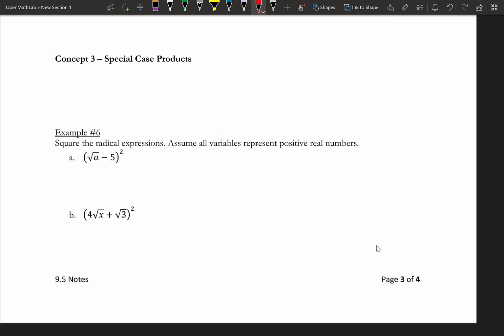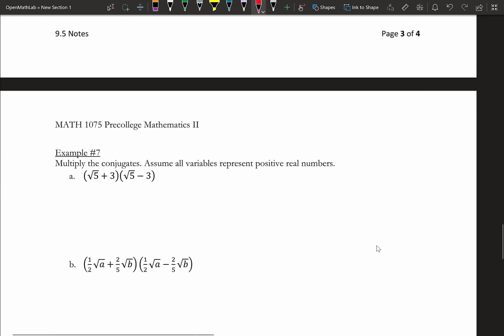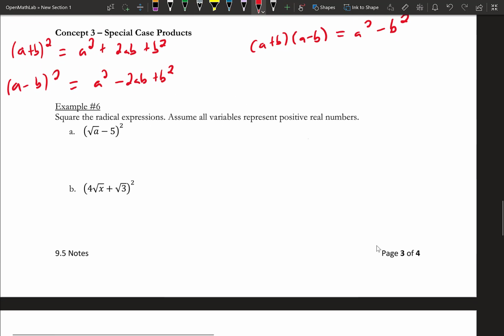So then concept 3, we want to look at some special case products, right? So this is just a reminder of some special case products when we looked at multiplying polynomials, right? So if I have a plus b quantity squared, that's just a squared plus 2ab plus b squared. If I have a minus b quantity squared, that's equal to a squared minus 2ab plus b squared. And then lastly, we also have the difference of squares, right? A plus b times a minus b is equal to a squared minus b squared. Right? So we're looking at these in example 6 and 7.